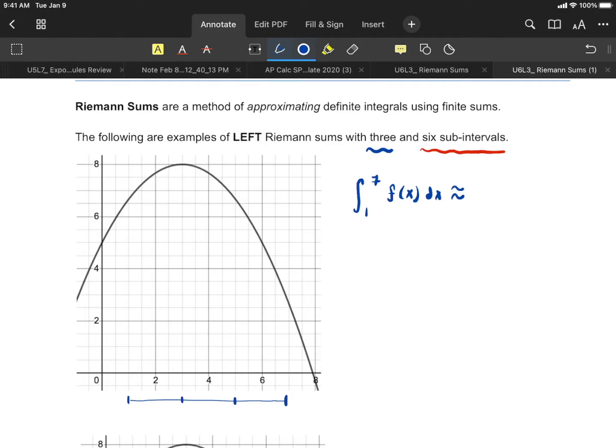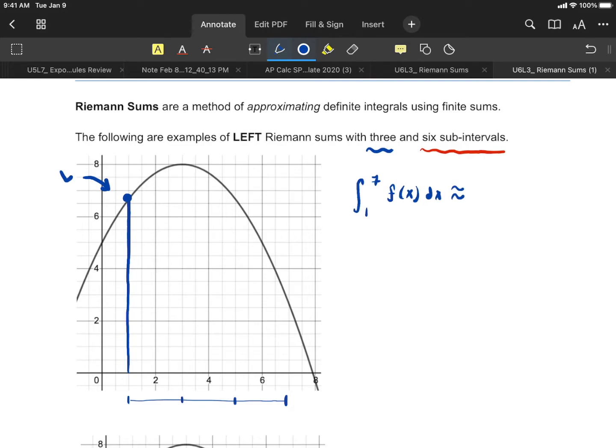The left part means I'm going to be drawing rectangles. For everything except trapezoidal, it'll be rectangles, and left means when I draw my rectangles, I'm going to start from the left, and the top left corner of my rectangle will hit the function. The top left, that is why it is known as a left Riemann sum. You start from the left and you hit the top left corners.